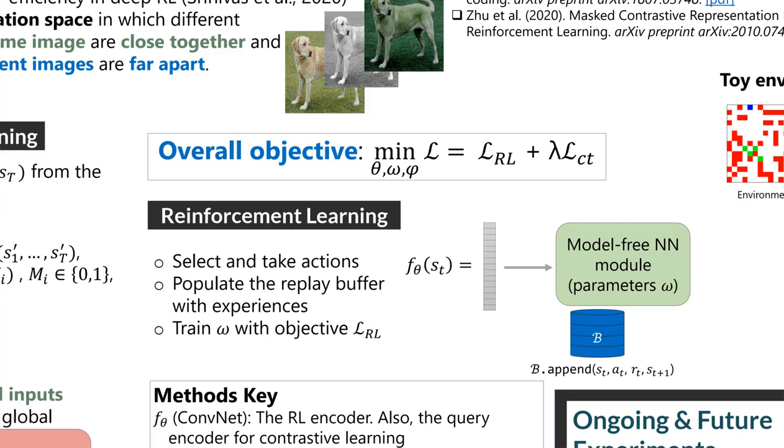So for reinforcement learning, we encode the states with a convolutional neural network, f sub theta, and select actions based on any model-free reinforcement learning paradigm that you want to use. This can be deep Q-learning, actor critic, or a policy gradient. Through doing all of this, we're adding trajectories to the replay buffer after each episode, and then you update your reinforcement learning loss, or your weights rather.